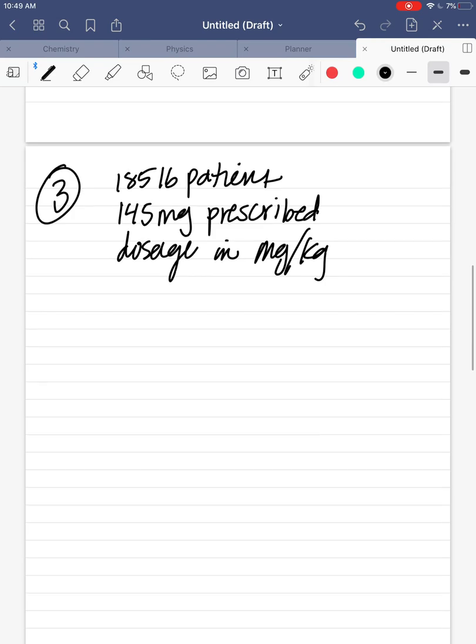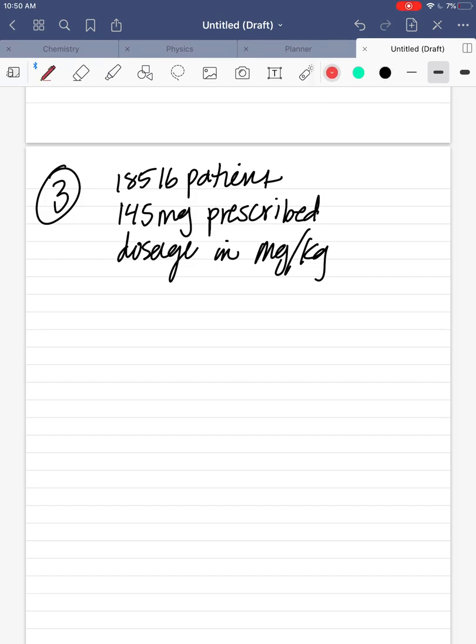Number 3. I have a 185-pound patient. They got prescribed some kind of cholesterol medication, 145 milligrams. They want to know what the dosage is in milligrams per kilogram. Again, you've got to take your patient's weight and turn it into kilograms, because when you do dosing, everything is almost always milligrams per kilogram. So you've got to get used to converting between pounds and kilograms. You're going to use it all the dang time.